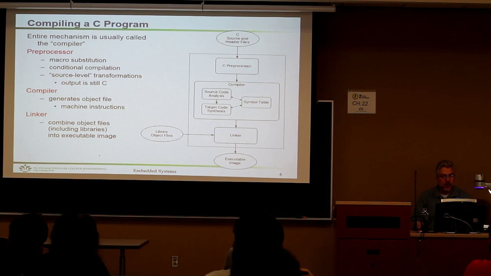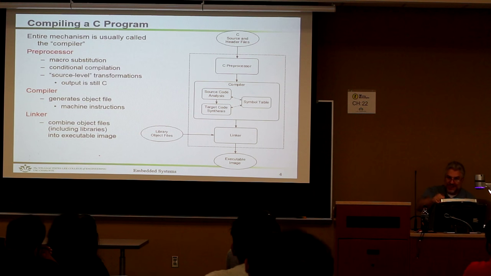So to compile a C program, you have the preprocessor, which does macro substitution and source-level transformation. You have the general compiler itself, which will have different parts that it creates, and then you'll have the final linker all the way at the end that will pull in your object files from libraries like printf, and also the compiled code that you've written. All of that will be used to generate an executable image, which will then be downloaded to your target. Your target being the Renesas RX63N board.